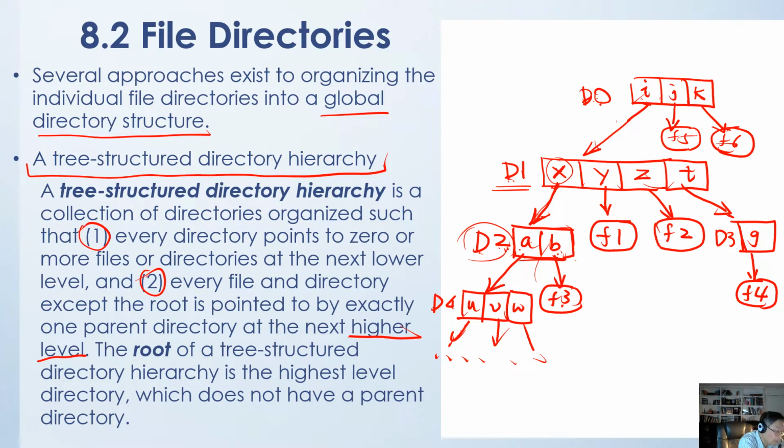Now what about D0? If D0 has no parent directory, in that case D0 is called the root directory. So the root of a tree structure directory hierarchy is the highest level directory, which does not have a parent directory. In that case, we simply call it a root instead of D0, and then we use the slash, that's what most operating systems like Linux or Unix use.